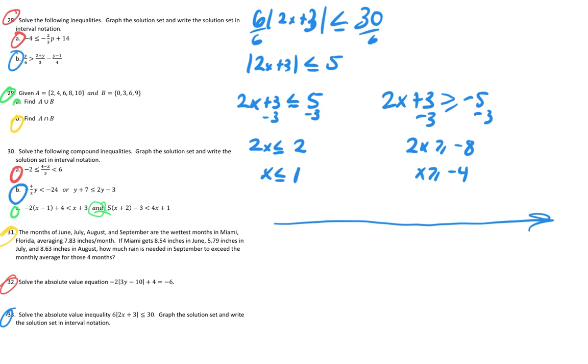So we'll draw our number line. So x has to be greater than or equal to negative 4, either that bracket or solid dot at negative 4, then an open dot or a parenthesis at 1. It'll be in between those two. Then the interval notation will be negative 4, comma 1, with the bracket on the negative 4 and the parenthesis on the 1.